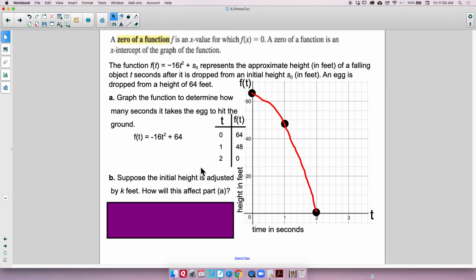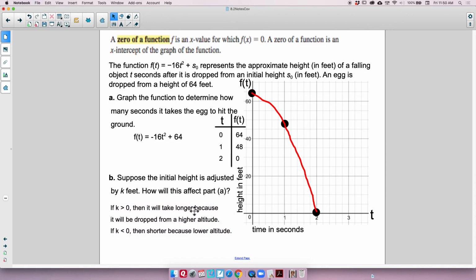Okay, part B says, suppose the initial height is adjusted by k feet. So we would change 64 by a certain amount called k. How will this affect part A? Well, what do you think? If k was greater than 0, it would take longer, because k would be added to 64 and it would become a bigger number. If k was 10, then this would become 74. That means it would be higher and then obviously take longer to fall to a height of 0.